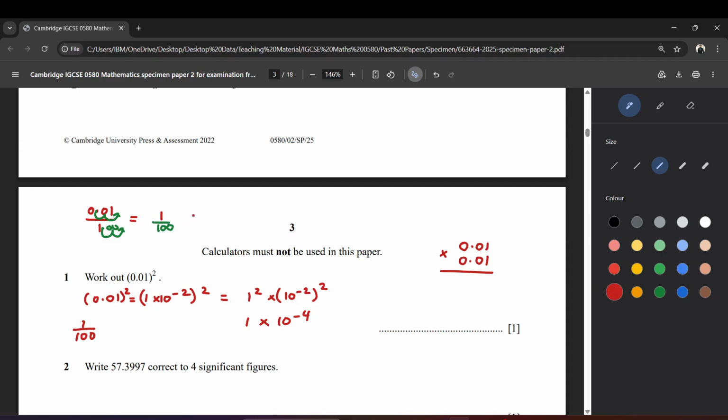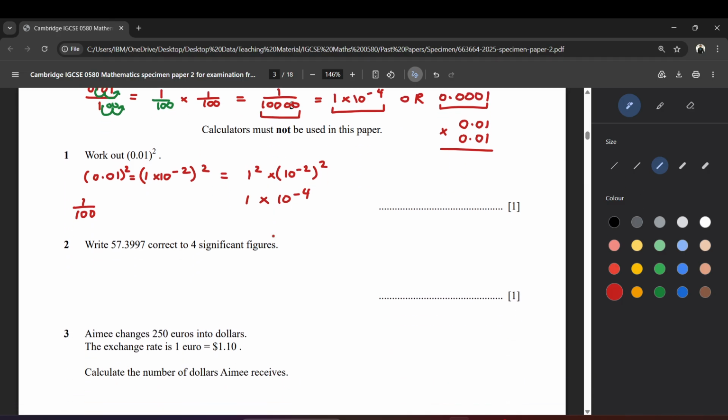Now if you want, you can take the square of it. Squaring means multiplying by itself, so that will be 1 upon 10,000, which in turn can be written as 1 times 10 to the power minus 4, or you can write it as 0.0001. So these are different ways of answering the question. You can also write your answer in standard form, or you can even leave your answer in this form because they have not specified it, so that is up to you.